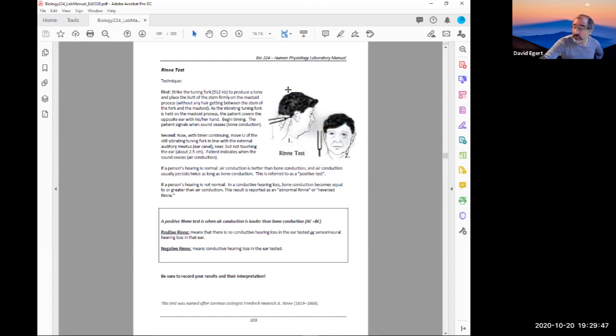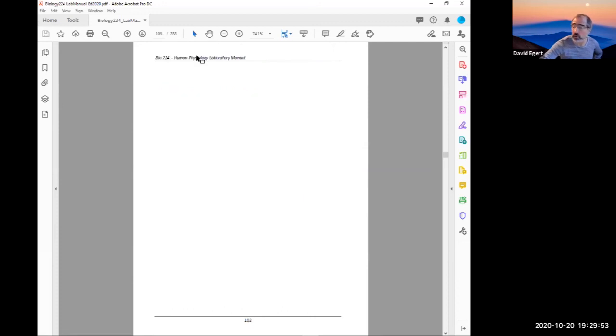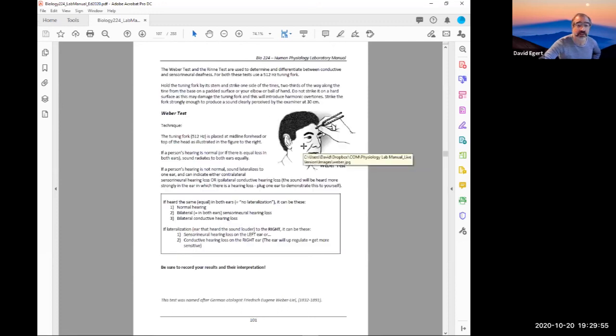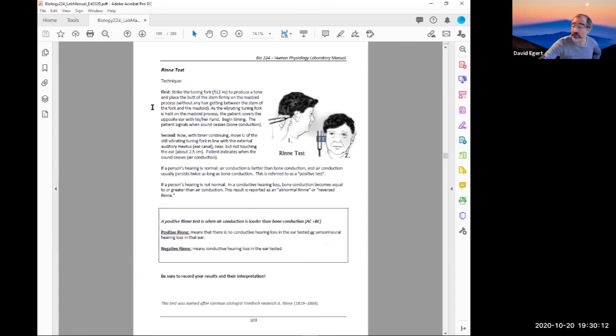If he had conductive hearing loss in his right ear, what would the Weber test look like? It would sound louder in his right ear. It sounds louder on the ipsilateral ear. If he had sensorineural deafness, it would be the opposite. Yeah, so make sure you understand these tests.